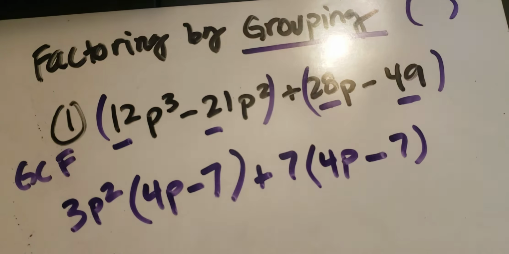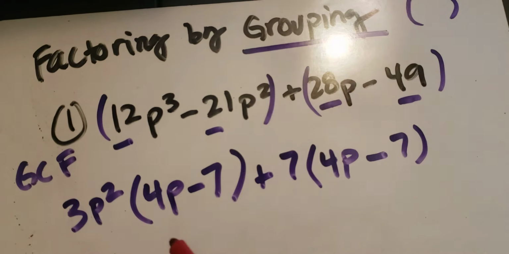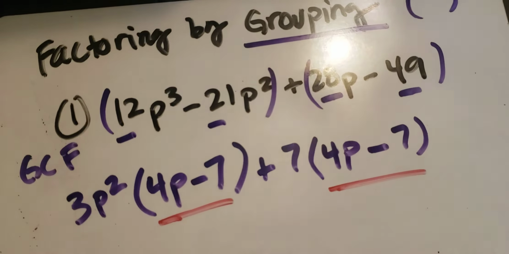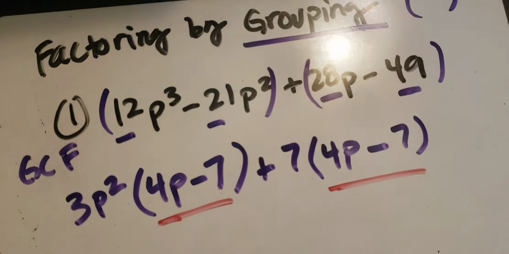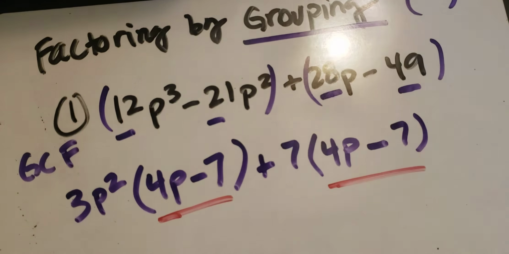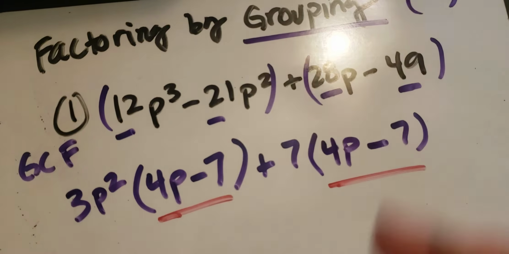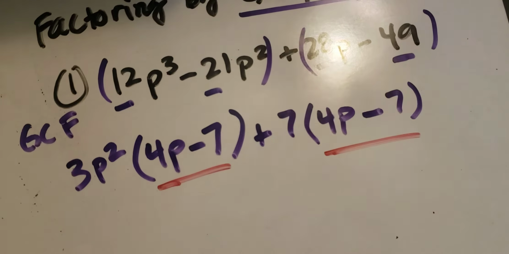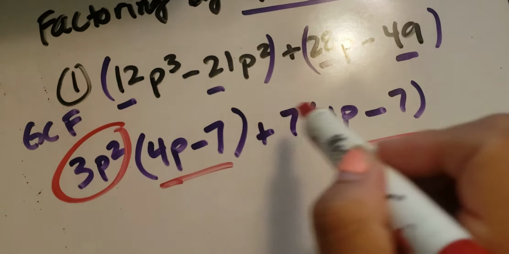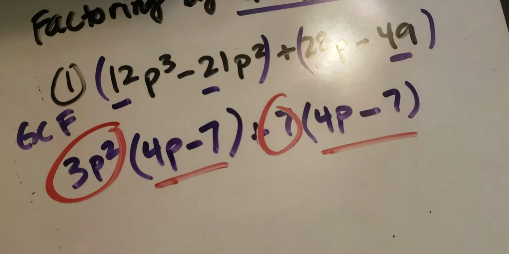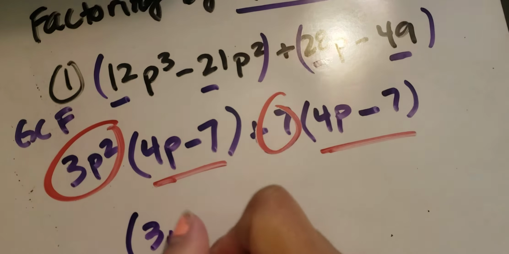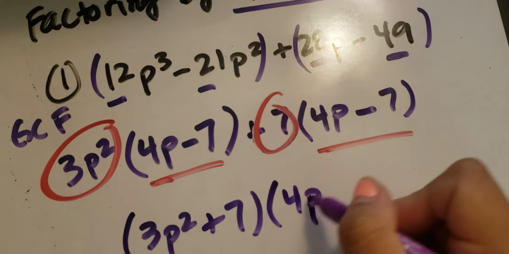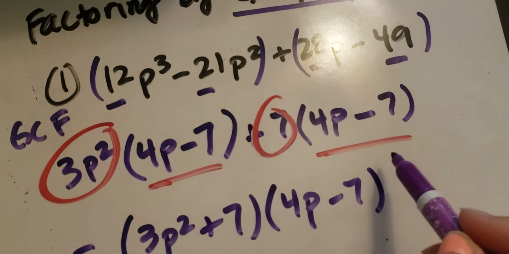Now, you should notice a pattern. You know you did it correctly because here's another hint. What's left in parentheses should be exactly the same. Exactly. Okay? If they're not, then you did something wrong, so you might want to go back and check. So what's left for you to do is just to take the common factors here and combine them. So you're going to write 3p squared plus 7 and then times 4p minus 7. Okay? And that's your final answer.